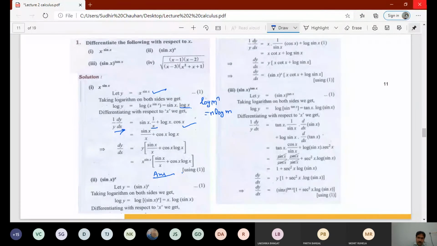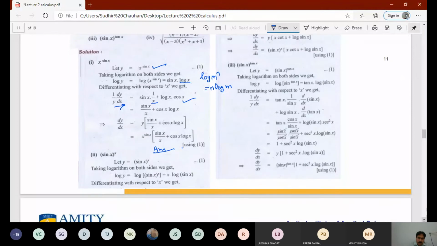Again we have another question, that is sin x raised to power x. So let y is equal to sin x raised to power x. So you can take log on both sides. So log y is log of sin x raised to power x. So we can write it again, x into log sin x.